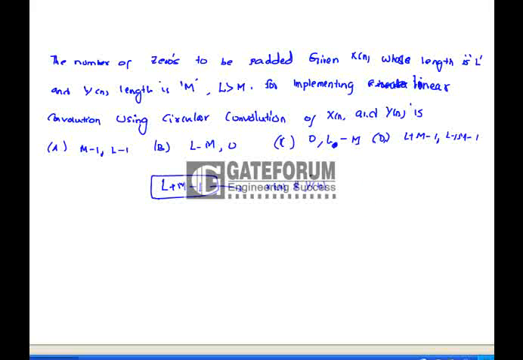Now, for performing circular convolution of x of n and y of n, they must be of equal length. So we have to pad the number of zeros to x of n as L plus M minus 1 minus L, which equals M minus 1 zeros. The number of zeros to be padded to y of n equals L plus M minus 1 minus M, which equals L minus 1. So option A is correct.